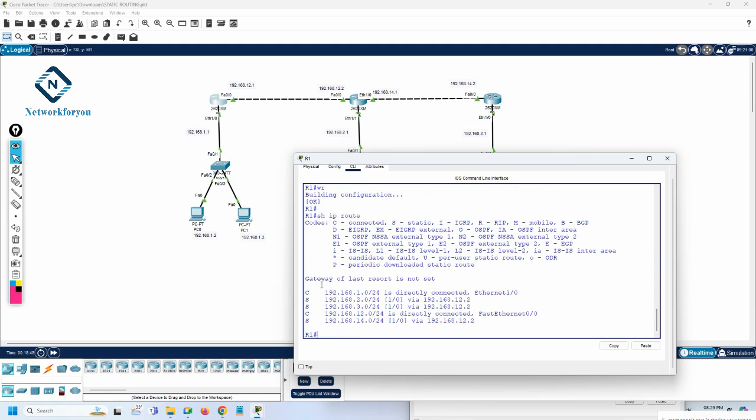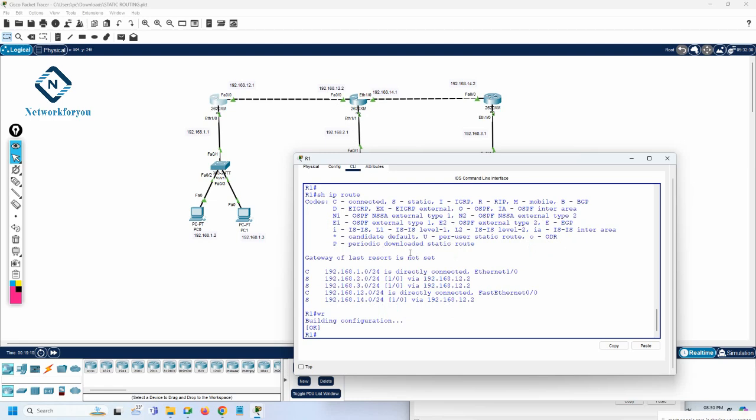Now you have three routes saying that if anyone wants to go to 2.0, 3.0 or 14.0, they should all go to 192.168.12.2. So 3.0 is this one, 14.0 is this one, and 2.0 is this one. Everything should go to this point. Okay, so this one is good here. Any confusion here? R1 is okay now. Now let's go to R2.